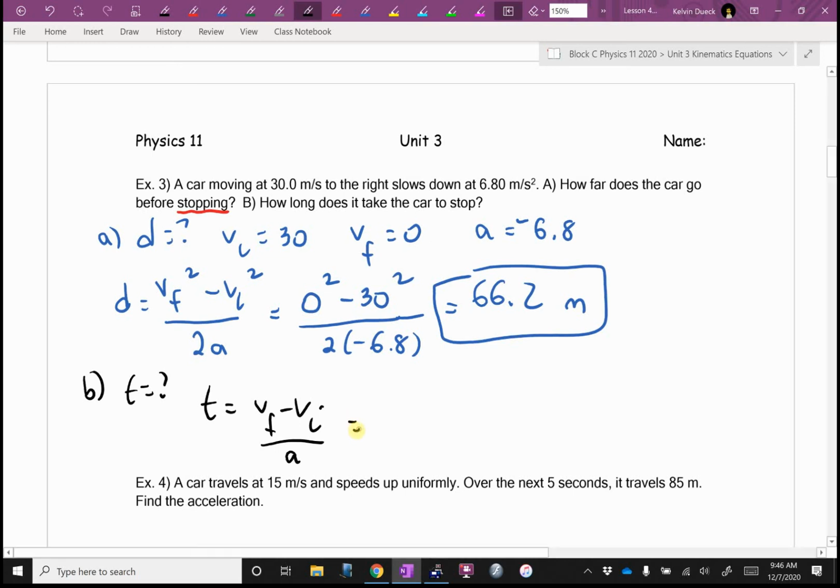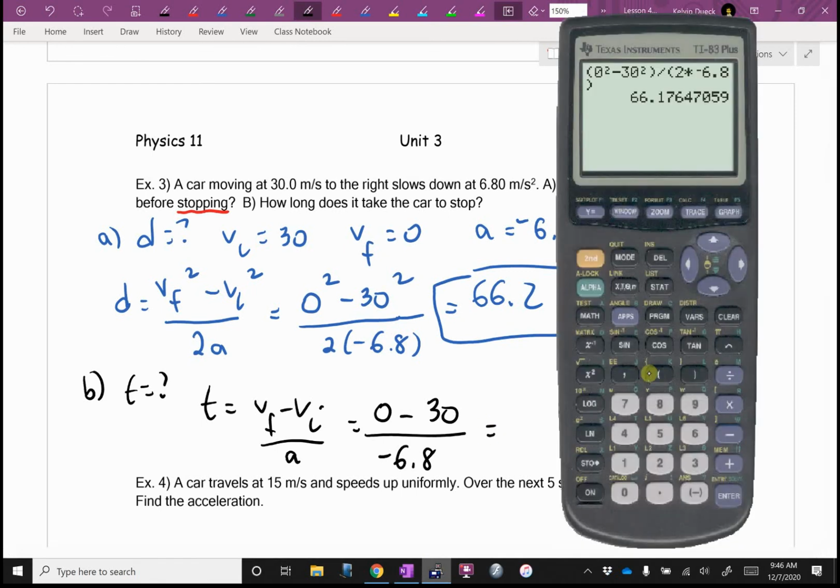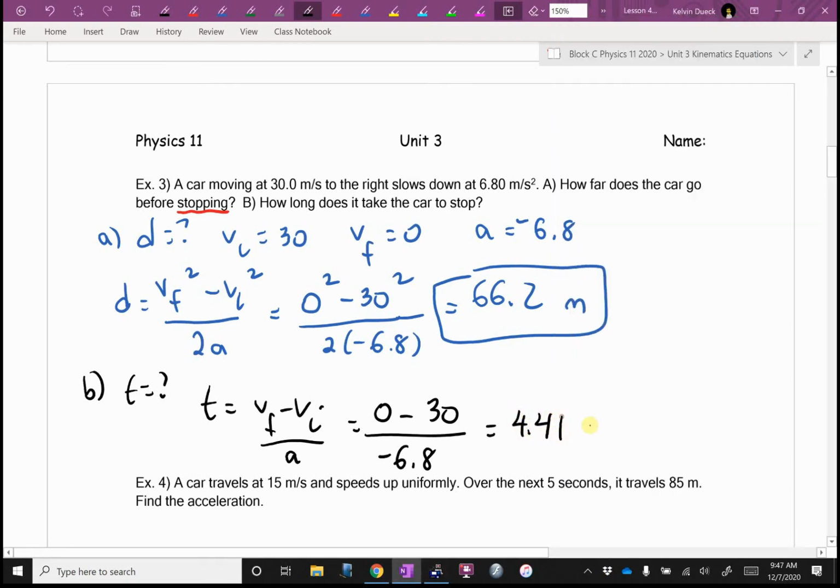What was VF, Logan? Minus what was VI? Uh-oh, am I going to get a negative time? What was A? Ooh, A was negative 6.8. I'm not going to get a negative time. I'm going to get a negative divided by negative, which I'm pretty sure is positive. 0 minus 30 divided by negative 6.8. How long does it take this car to stop? 4.41 seconds. Is that okay, Hannah? Cool.